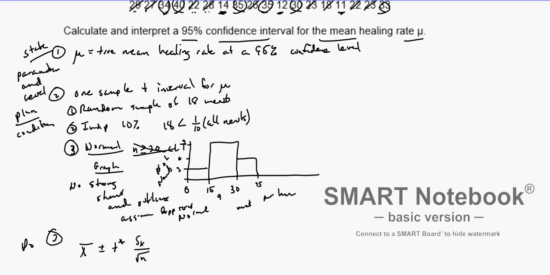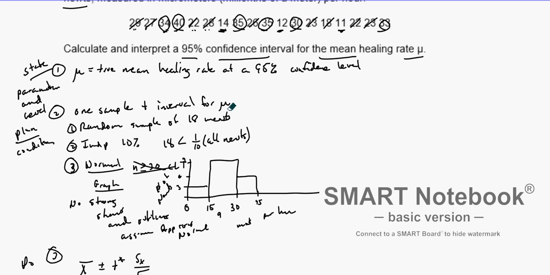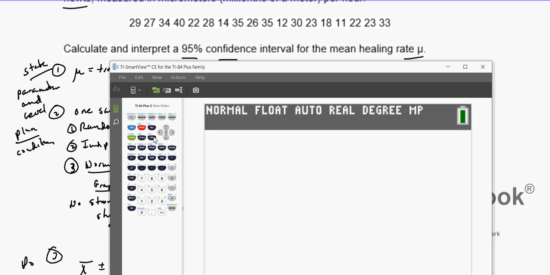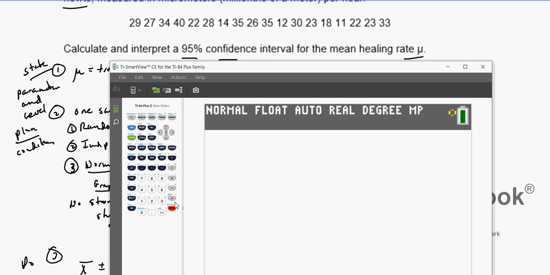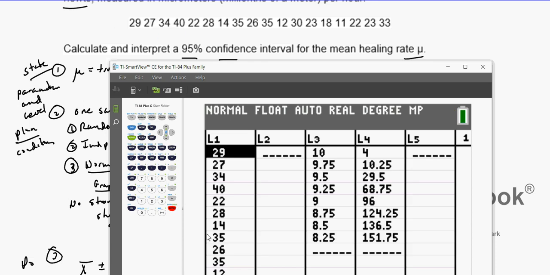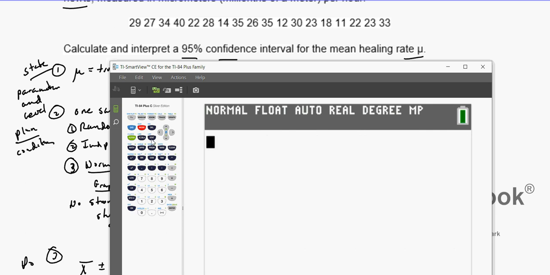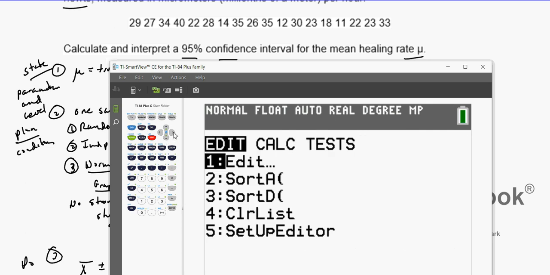Now, to do this, we're going to use our calculators. If you take out your calculator, we're going to go to Stat, and we go to Edit. In list one, we're going to enter all of these values. Once you get that, you can press second quit, and then go to Stat, and we're going to go to Calculate.